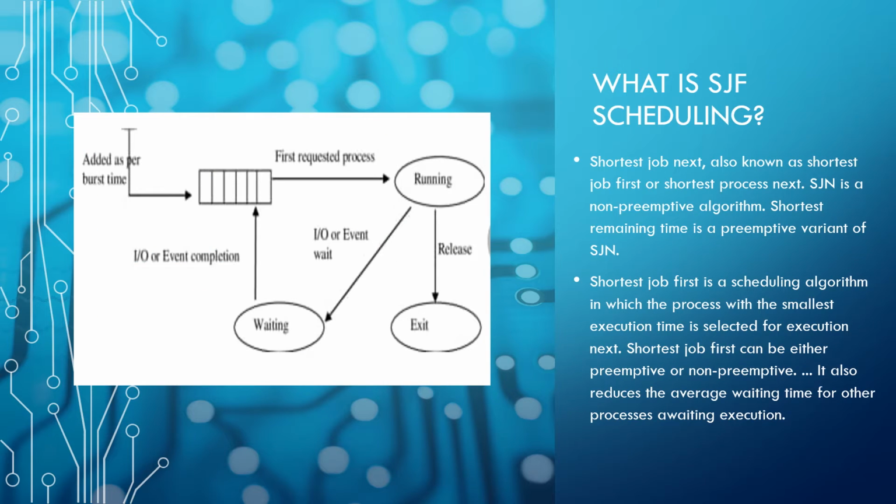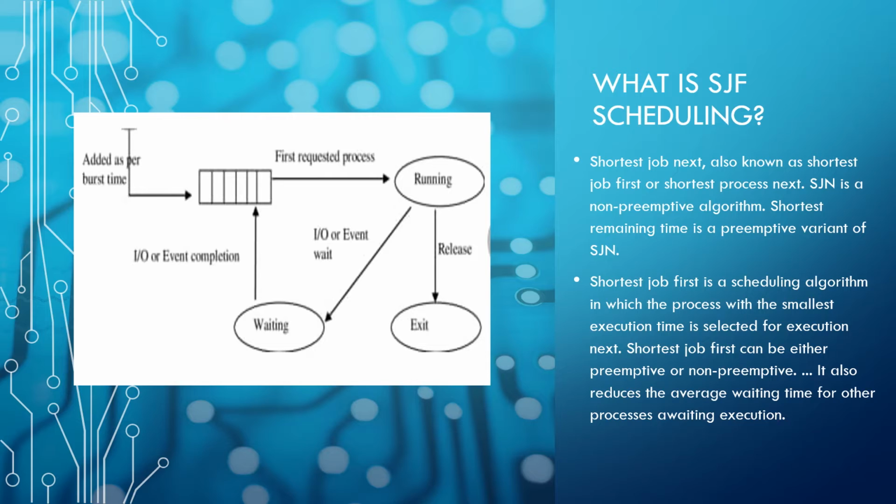Next we'll see our title definition. What is SJF scheduling? First, what is the full form of SJF? SJF full form is shortest job next. It is also known as shortest job first, or we can also call it shortest process next. It is a non-preemptive algorithm as well as a preemptive algorithm too. Shortest remaining time is a preemptive variant of SJN.